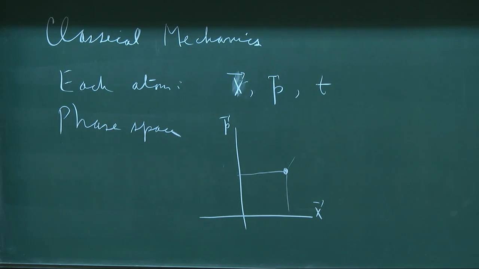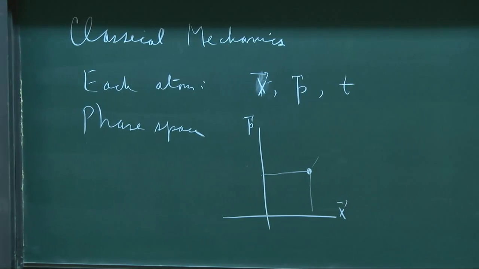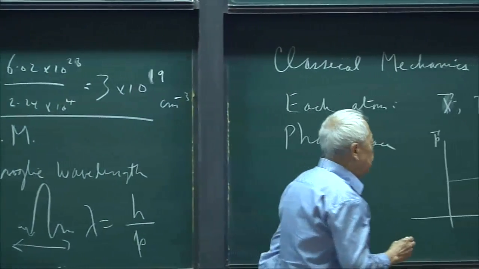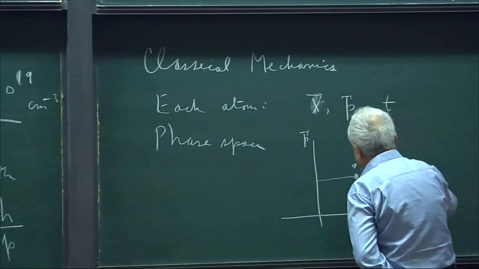Since I'm considering a gas of atoms, I don't have just one, I have a large number of atoms, 10 to the 19 in 1 cc. So my system really consists of a lot of points. It's a cloud of points.